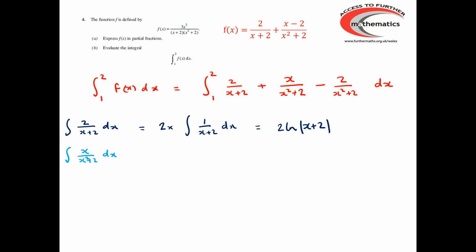X over x squared plus 2 is very close to being an integral of f dash over f. However, we really need 2x on top of the fraction. That's easily arranged. We can say that the integral of x over x squared plus 2 is the same thing as 1/2 of the integral of 2x over x squared plus 2. 2x is the derivative of x squared plus 2, so we can say that we have got 1/2 of the natural logarithm of x squared plus 2.